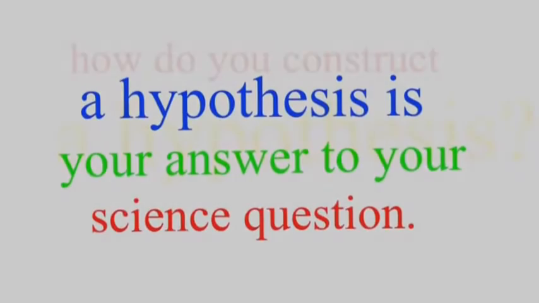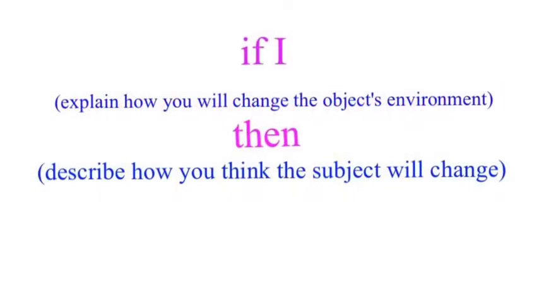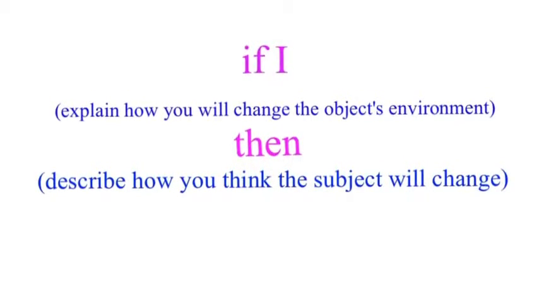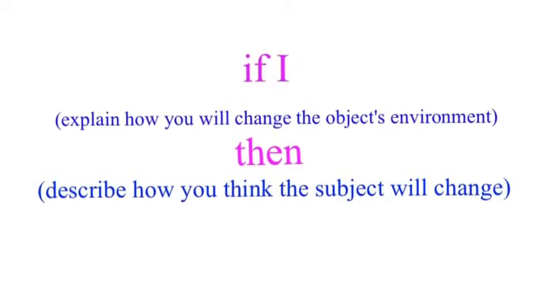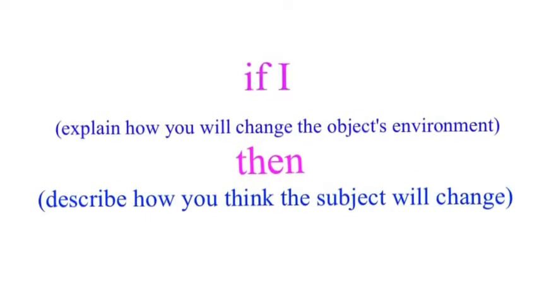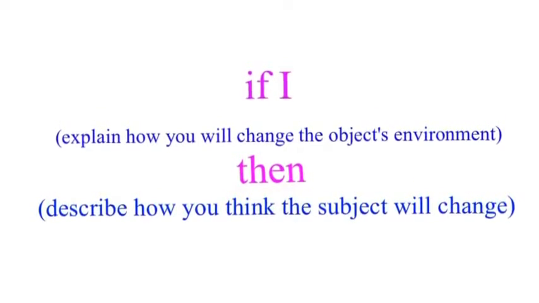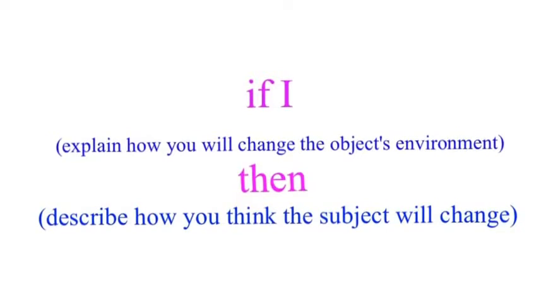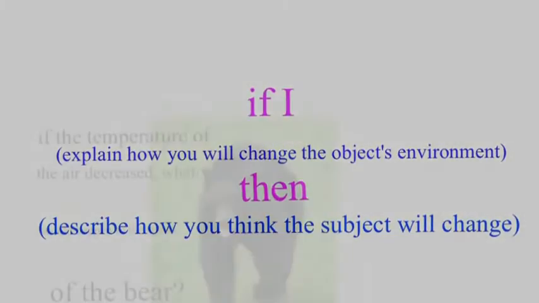Get it? All right, so how do you make a hypothesis? Well, it's really pretty simple. It looks a lot like your science question. And then you have to explain how you will change the object's environment. So if I decrease the temperature of the air, and then you have to describe how you think the subject itself will change. So I think the bear might speed up when it's cooler. So, if I decrease the temperature of the air in the forest, then the velocity of the bear will increase. See how I fit that into this formula for making a hypothesis?